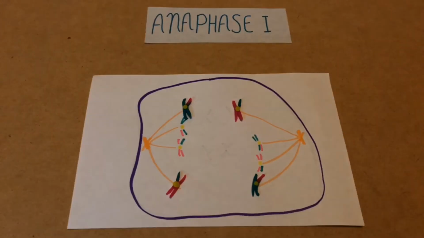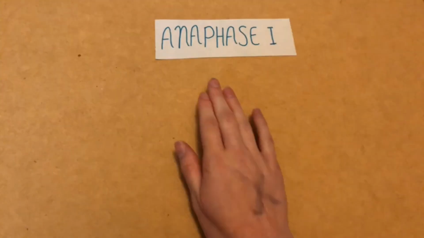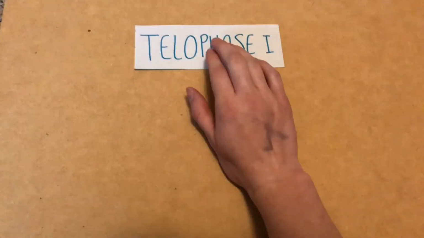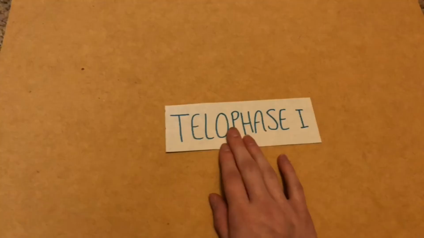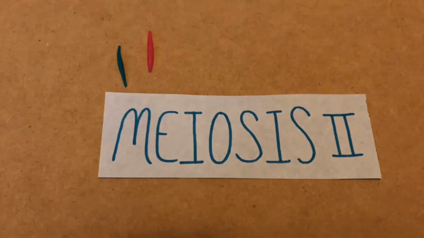On to Anaphase I. The spindle fibers are pulling the chromosomes away from the middle and preparing for the next stage, Telophase I. In Telophase I, the cytoplasm starts to pull apart in development for two new cells. Two nuclei begin to develop and the spindle fibers retract. Two new cells have been made. That's the end of Meiosis I, so let's move on to Meiosis II.